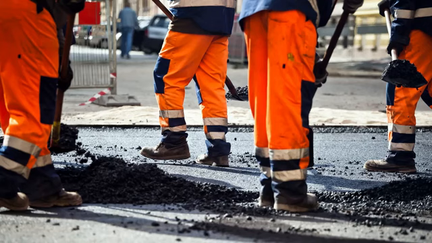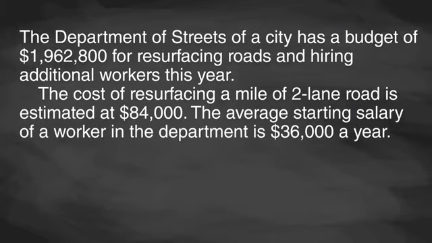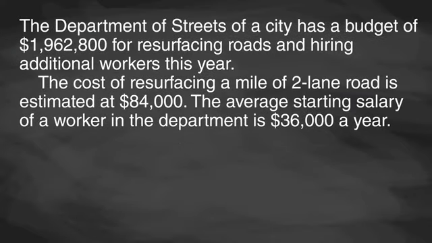Solving an equation for a specific variable can make it easier to solve a real-life problem. Here's one example. The Department of Streets of a city has a budget of $1,962,800 for resurfacing roads and hiring additional workers this year. The cost of resurfacing a mile of two-lane road is estimated at $84,000.